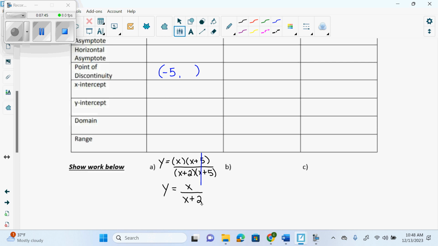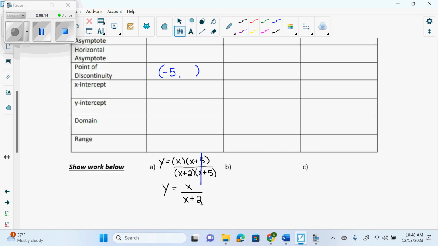So the graph I'm going to draw is actually going to be a rational graph, one of those curvy graphs that we drew before, with an open dot now. Something canceled off. I need to figure out what that open dot is at. How do I get the y? You put the negative 5 into the equation. Okay, so you plug the negative 5 into the reduced equation.